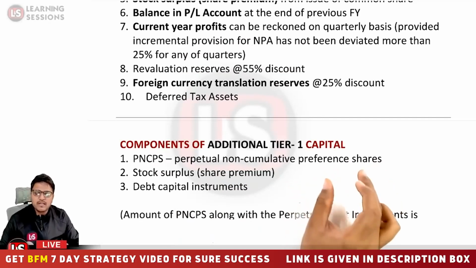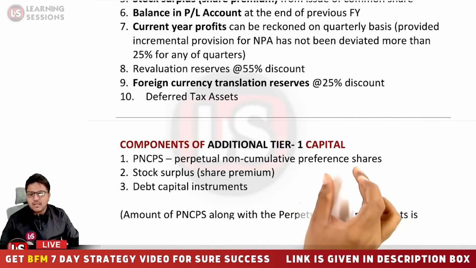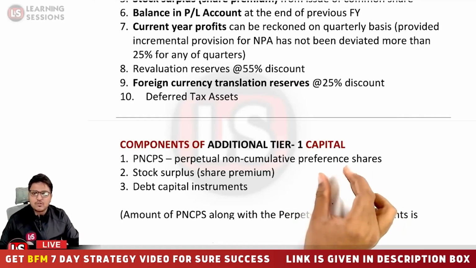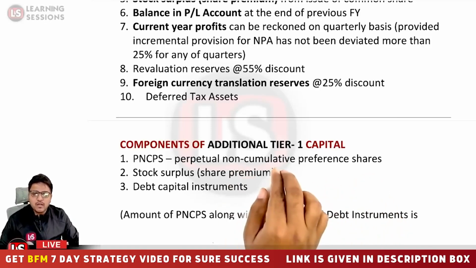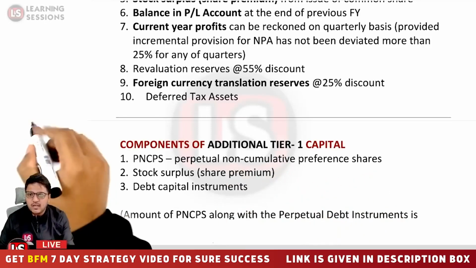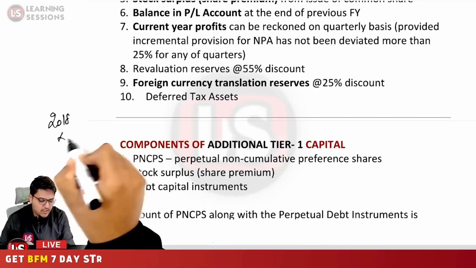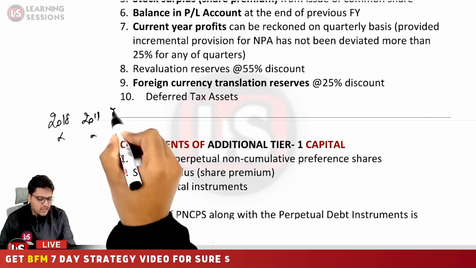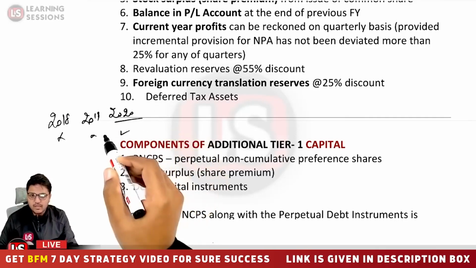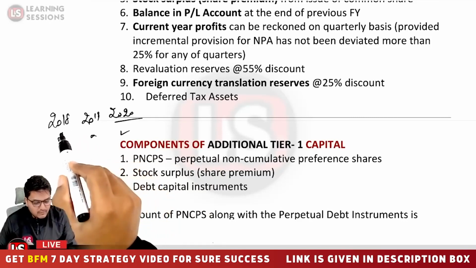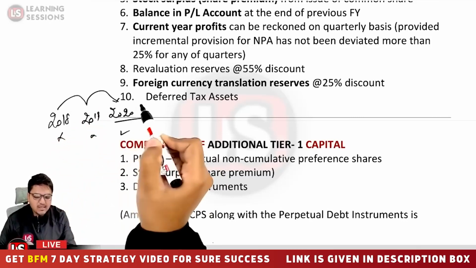Perpetual non-cumulative preference shares. Preference shares are those shares where the shareholder gets preference in receiving the dividend. And what do you mean by non-cumulative? Let us take the case that the 2018 dividend was not declared, 2019 it was not declared, and in 2020 it was declared. If it were cumulative, even though the dividend had not been declared, it would have been added up and paid as an arrear in 2020.